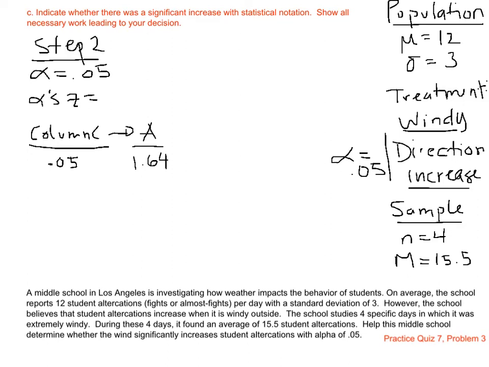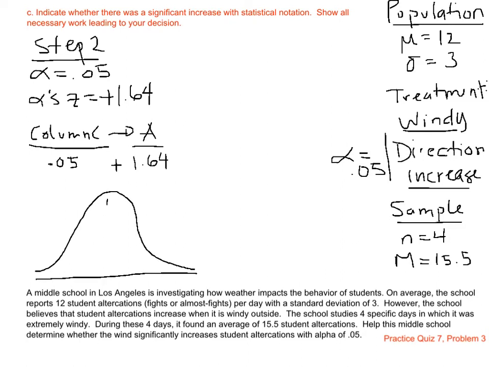Additionally, because it is an increase, because my direction told me to increase, I'm going to make this z-score positive. So my alpha z-score is 1.64. And now what I'm going to do down here is create a graph. And I'm going to identify this z-score here, plus 1.64. And I'm going to shade only one critical region, again because this is a one-tailed test. So there is my critical region. The next thing I'll do is step 3.